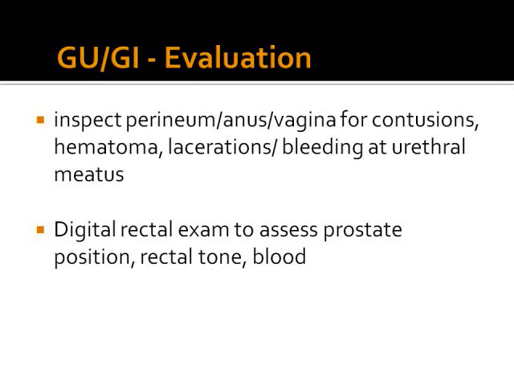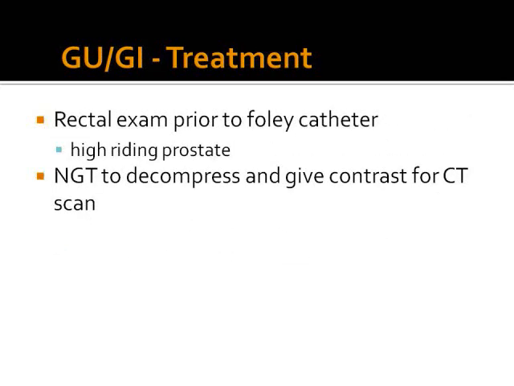We inspect the perineum, the anus, vagina for any injuries. Do a rectal examination to assess the prostate, its tone and position. We put a Foley's catheter, but first we must make sure the patient does not have a urethral injury, and this we do by inspecting the urethral meatus and also feeling for the prostate to make sure the prostate is not high riding.